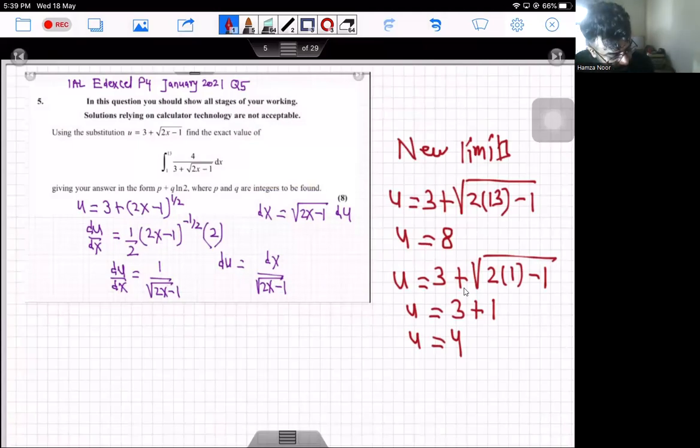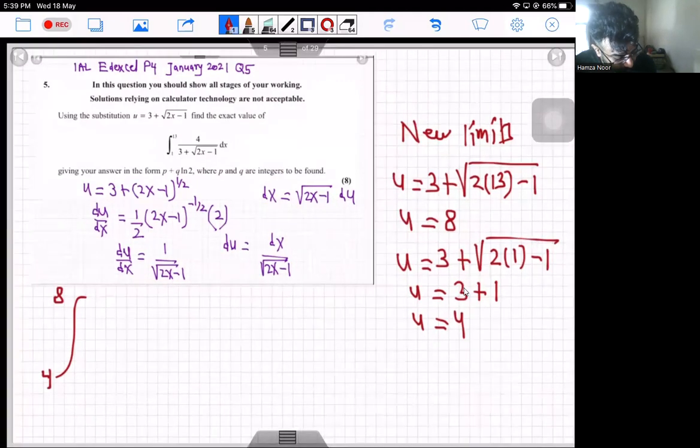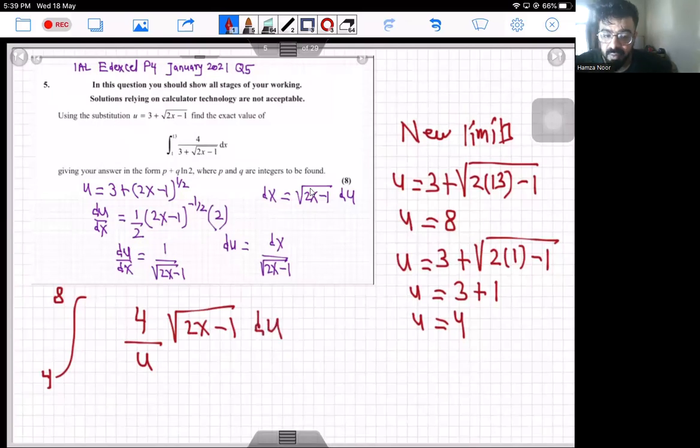So now the upper limit is 8, lower limit is 4, and in place of this complete 3 plus the square root of 2x minus 1, we can put u. So 4 upon u, and in place of dx, we can write the square root of 2x minus 1 multiplied by du. But as we can see, at this step, what we were trying to achieve is not yet complete.